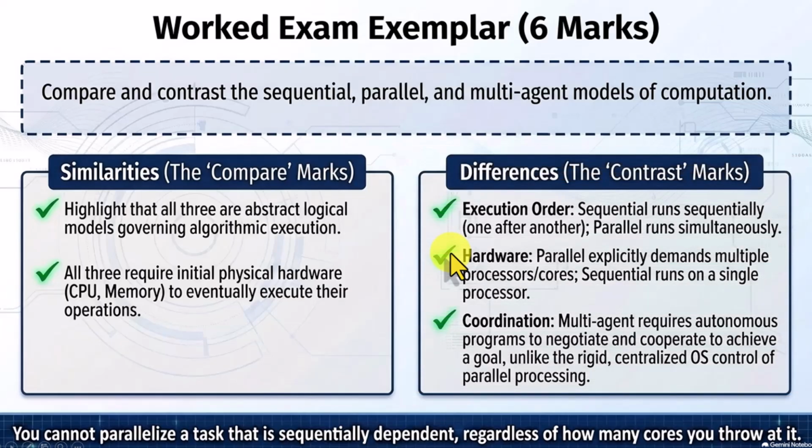And then just discussing the differences. Execution order, okay? Sequential runs sequentially, one after another. Parallel runs simultaneously, okay? And for example, hardware parallel explicitly demands multiple processors or cores. Sequential runs on a single processor, okay? You can just talk about the multi-agent as well. Multi-agent works on different computers. Coordination, multi-agent requires autonomous programs to negotiate and cooperate to achieve a goal, unlike the rigid centralized OS controls of parallel processing and sequential, okay? So that is kind of the answer you can give.